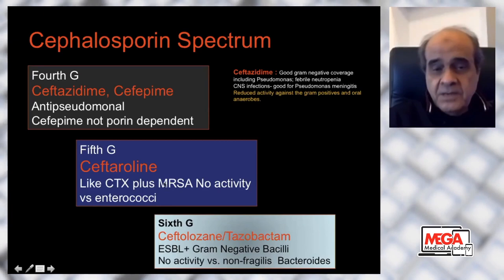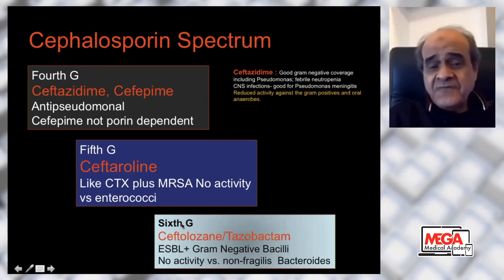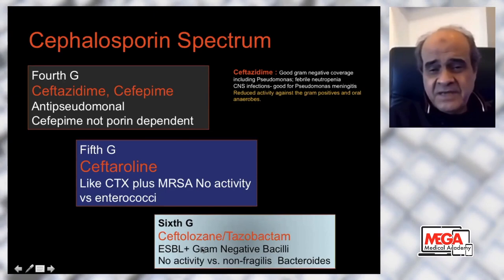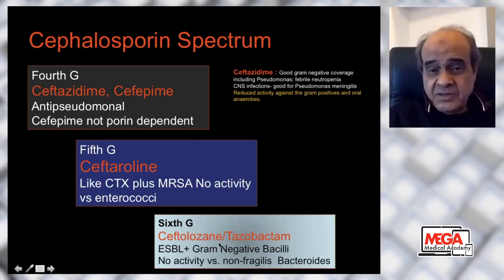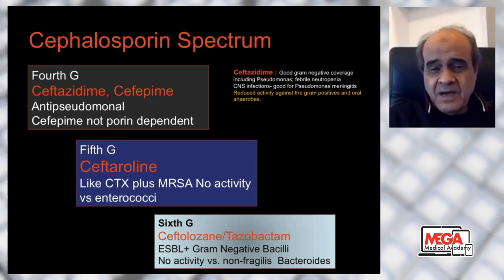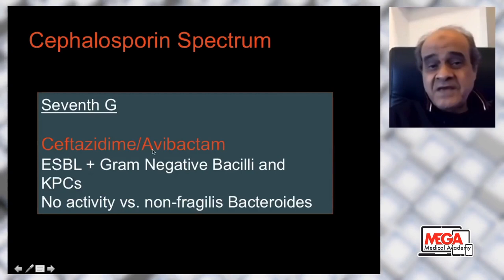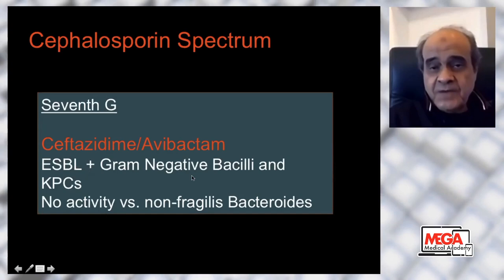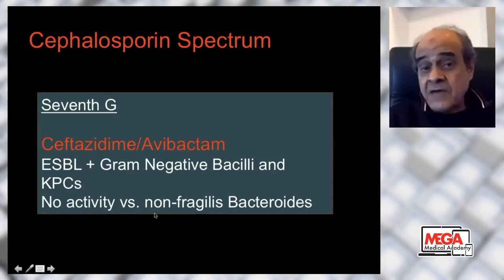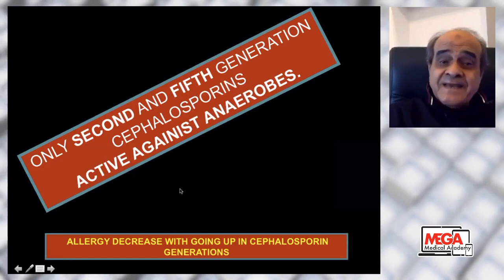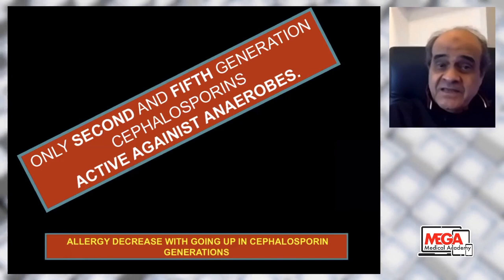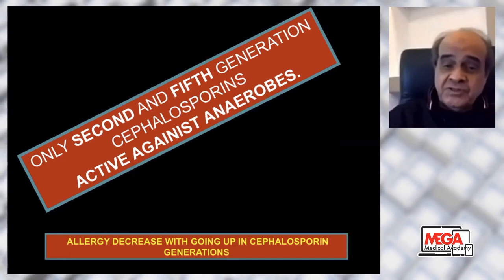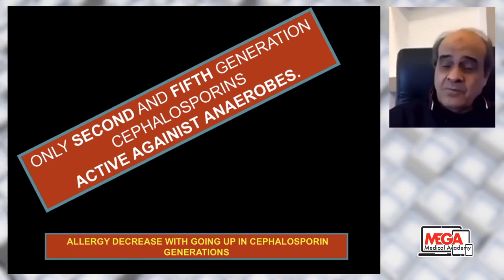The sixth and seventh generations are really for multi-resistant organisms, like extended-spectrum beta-lactamase and gram-negative bacilli, such as the ceftolozane-tazobactam combination, very effective, and we reserve it for very highly infected patients. Also, the seventh generation, ceftazidime with avibactam, can cover ESBL, gram-negative bacilli and carbapenem-resistant Klebsiella, with no activity versus anaerobic organisms. Only the second and fifth generations of cephalosporins are active against anaerobes. And take care, allergy decreases as we go up in cephalosporin generation, from the first to the seventh.